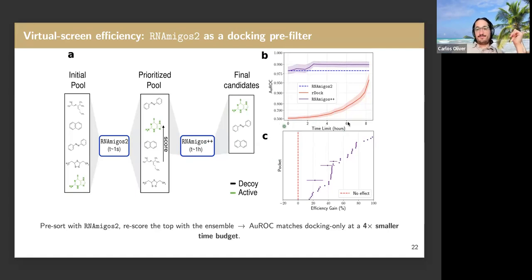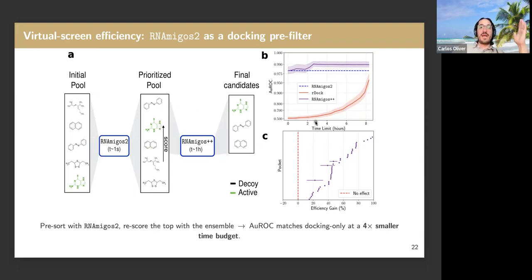And you can see that in a simulated screening setup, we give models a time limit to make predictions. So we say, okay, you have 1 hour to make predictions, score as many compounds as you can using RDoc. So that gives you this red curve. And basically RDoc runs out of time. So it's not able to score the whole library.